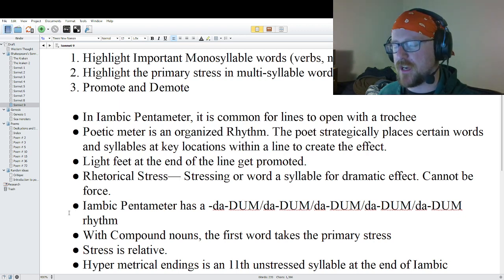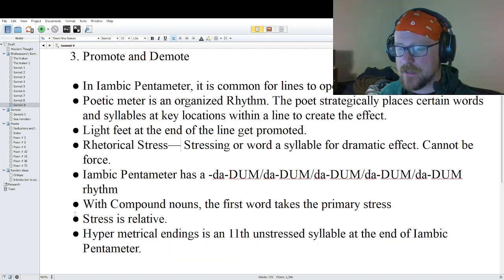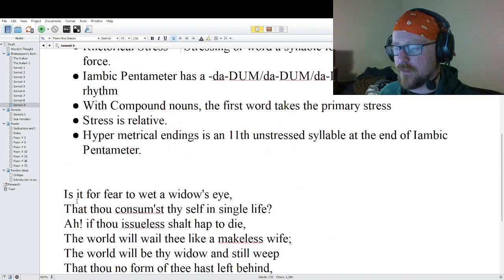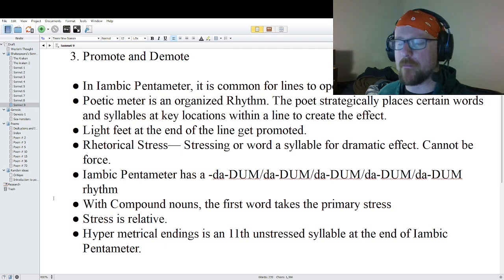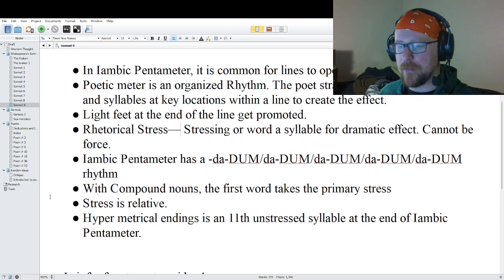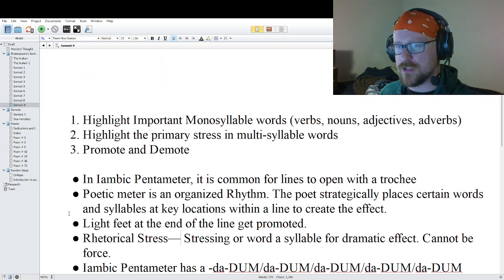And then we've also seen, well, not in every poem, so far two poems, hypermetrical endings. This is where the line has an 11th unstressed syllable at the end of the iambic line. This poem I do not believe has a hypermetrical ending. They're not that common in rhyming poetry. It's more common in blank verse, which is iambic pentameter that has no rhyme to it. So that is some of the key things that we've been talking about, just a little review.